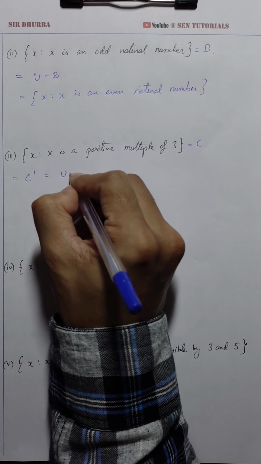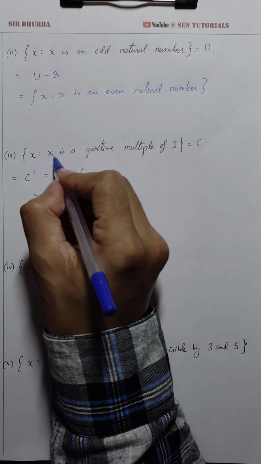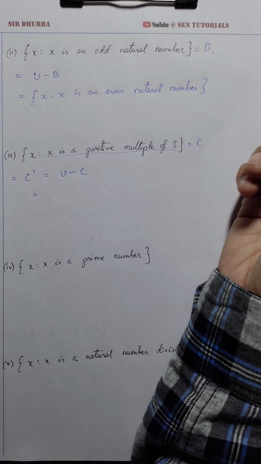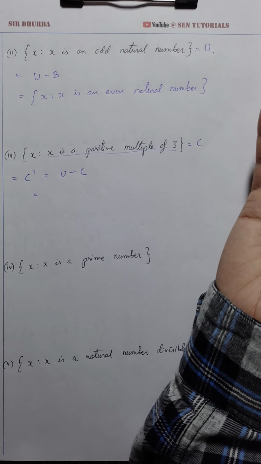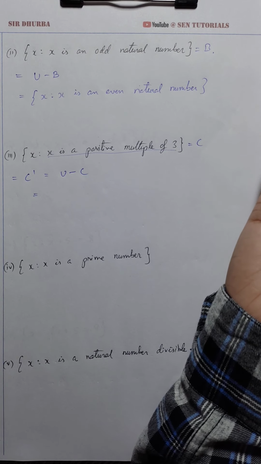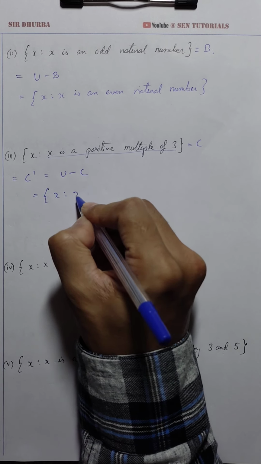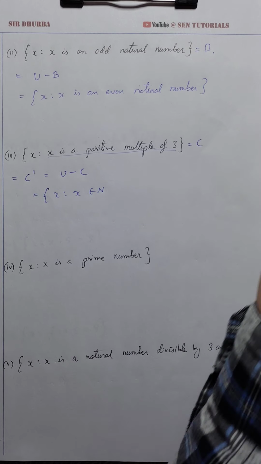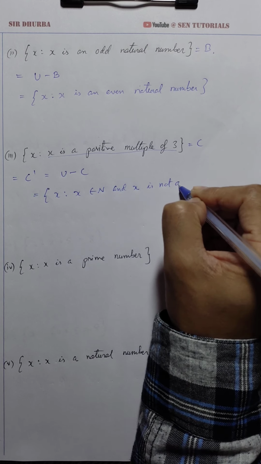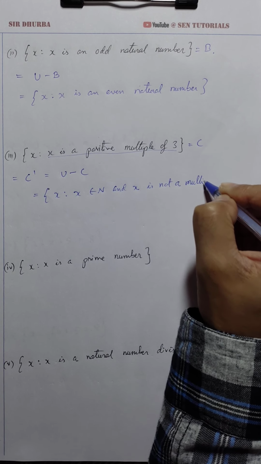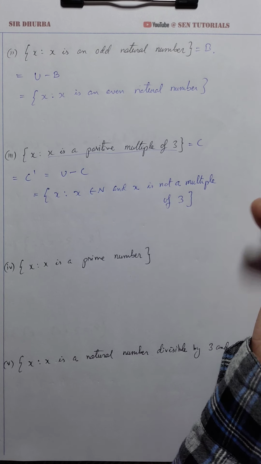This one, let this be our set C. So C complement will be universal set minus the set C. What is the set C? It is the positive multiples of 3. So if we remove all the positive multiples of 3, definitely we are going to be left with the numbers that are not multiples of 3. So it's very easy to write down. That is X such that, of course, X belongs to natural numbers, because we are dealing with natural numbers only here, and X is not a multiple of 3. So this is what it is, this is what it is not. Something like that, no?